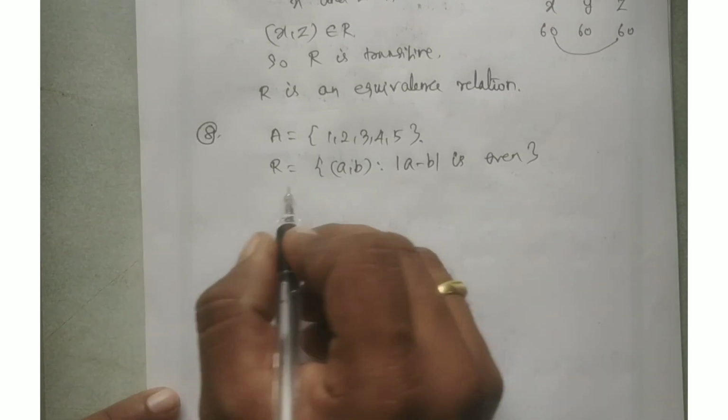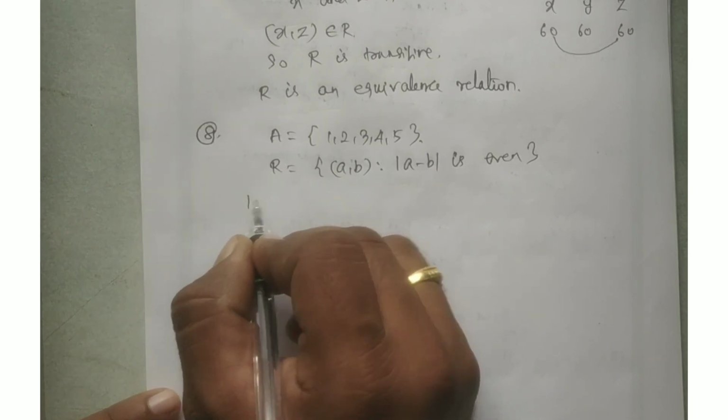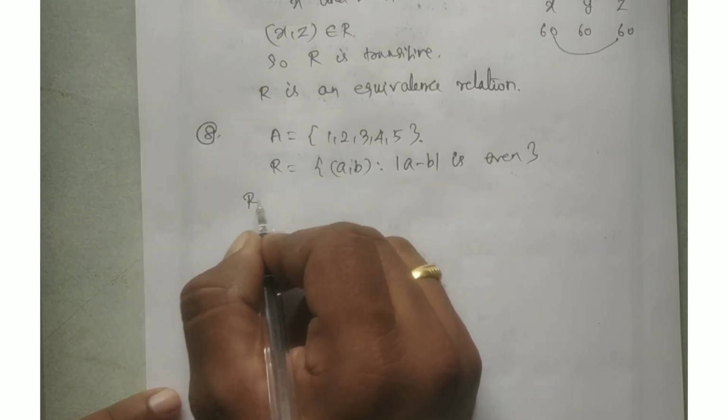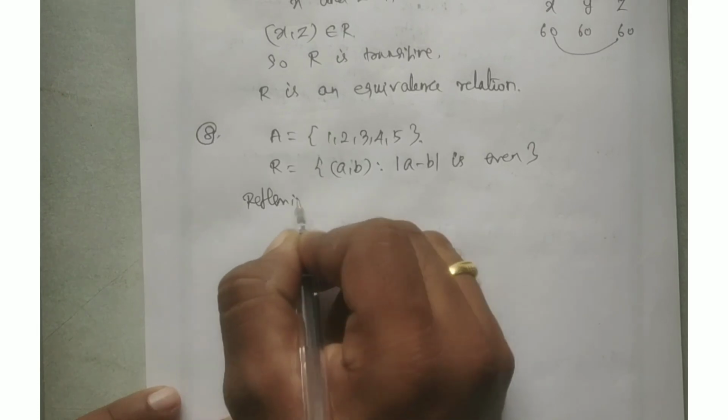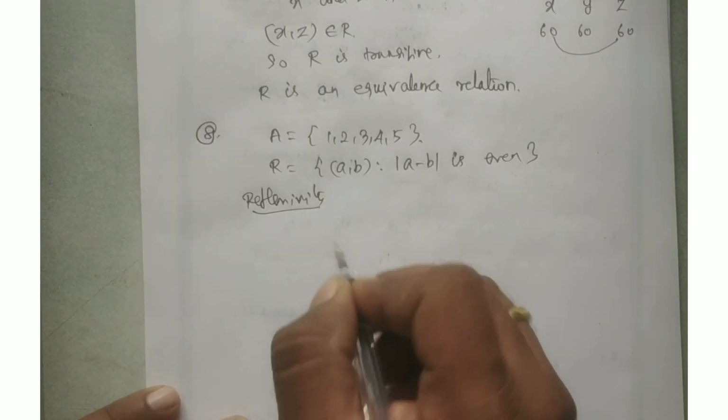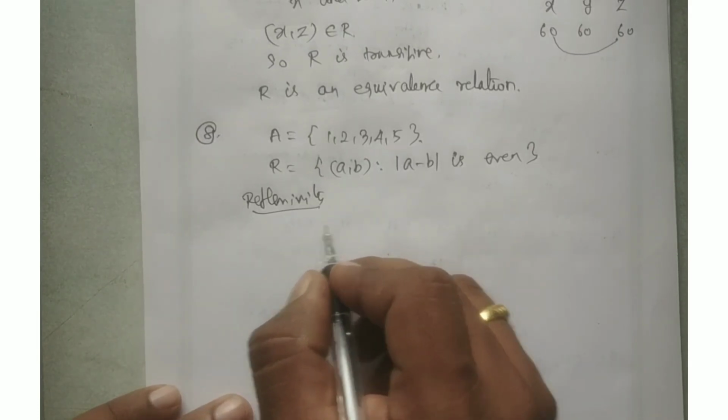So first, equivalence relation means what I said: we have to prove it is reflexive, symmetric and transitive. So we will prove one by one. First, reflexivity. What is reflexivity? (A, A) should be in the set.